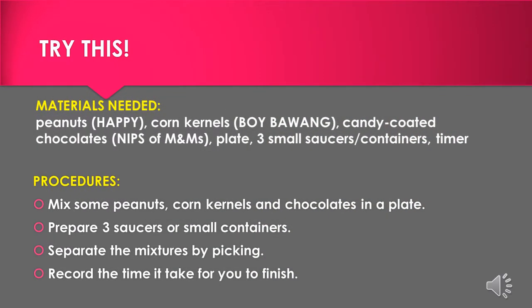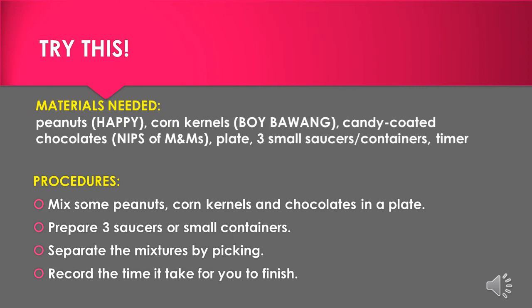I have here a very simple experiment that you can do at home. The materials are readily available and you can buy them in your sari-sari store nearby or in the supermarket. So these are the things you're going to need. We have peanuts, you can use the happy peanuts that are sold. Then we have corn kernels, and candy-coated chocolates or M&Ms. You will also need a big plate, three small containers or three small saucers or plates, then a timer. If you don't have a timer, you can use your watch or the timer in your cell phone.